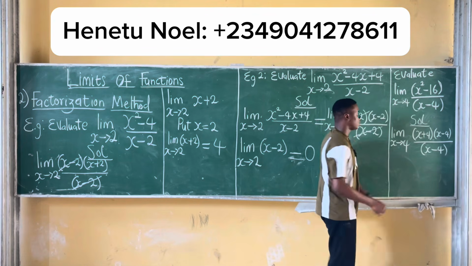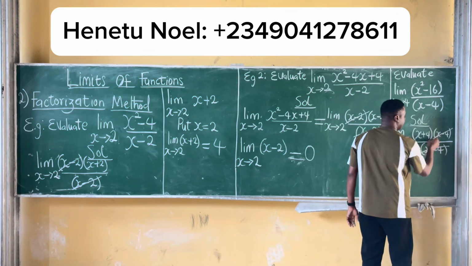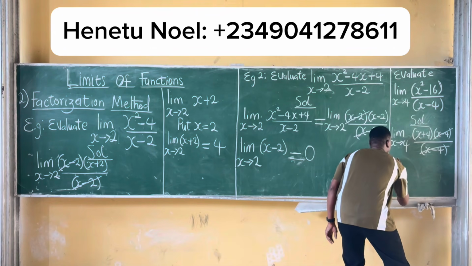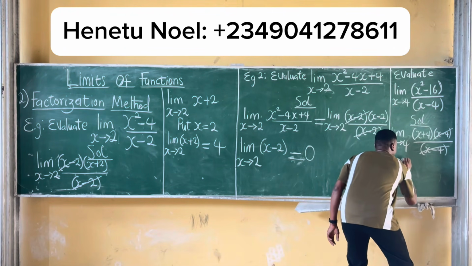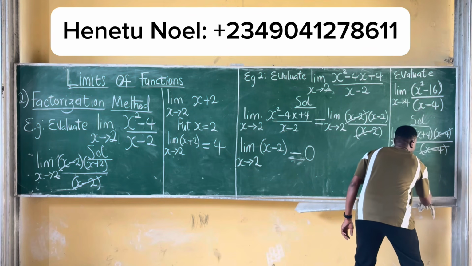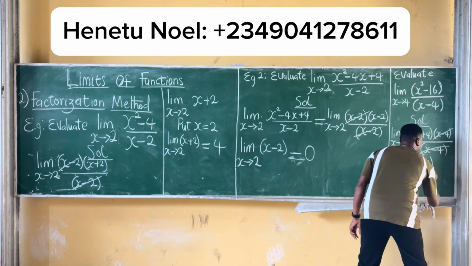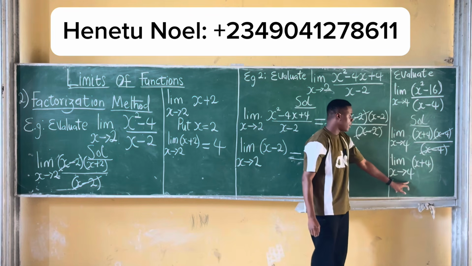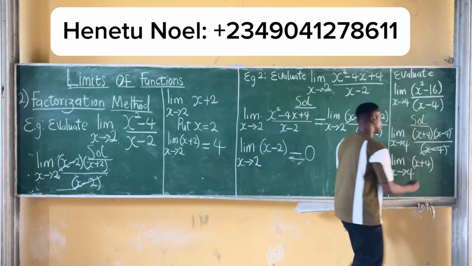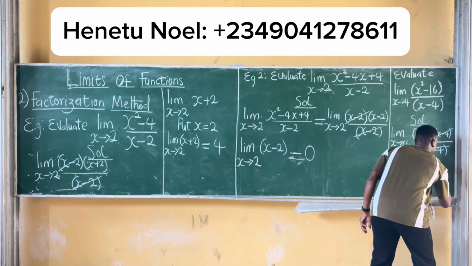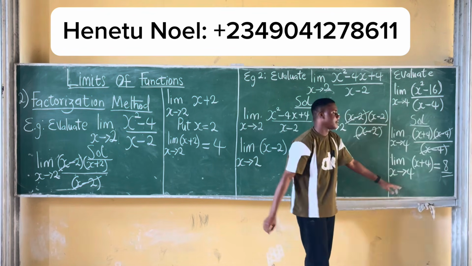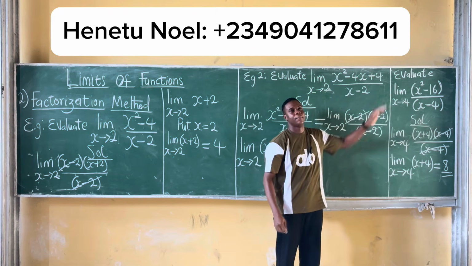So when you have this, you can simply cancel out. When you cancel out, you're left with x plus 4. So you're evaluating the limit as x tends to 4 of x plus 4. From here, you can just do direct substitution. You put 4 in place of x, and this becomes 4 plus 4, which gives us 8. So this is the answer to this problem in limits.